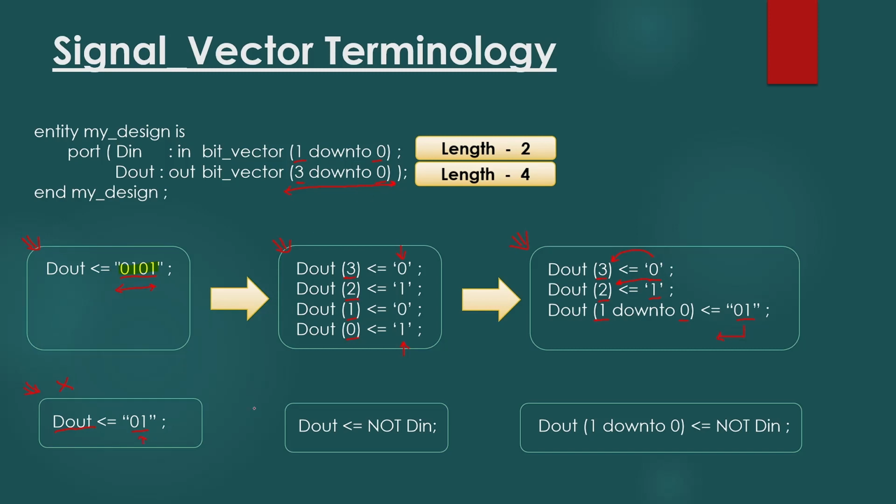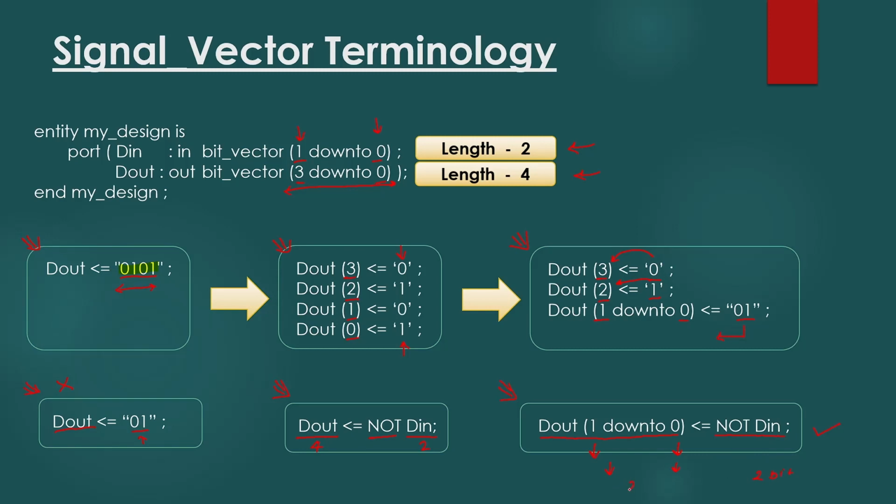Example 5, dout gets the value of not of din. Again, this is incorrect because dout has a length of 4 bits but din has a length of 2 bits. Example 6, dout index 1 down to 0 gets the value of din. This is correct because we split dout's length to 2 by indexing 1 down to 0, and din is also 2 bits long, so this is correct.